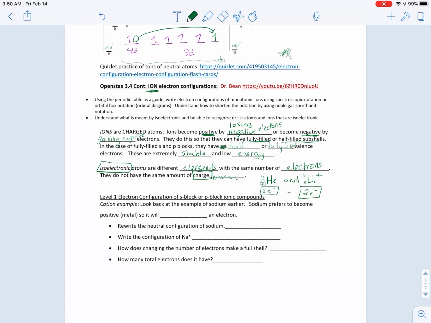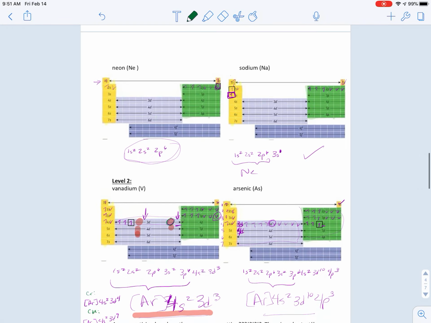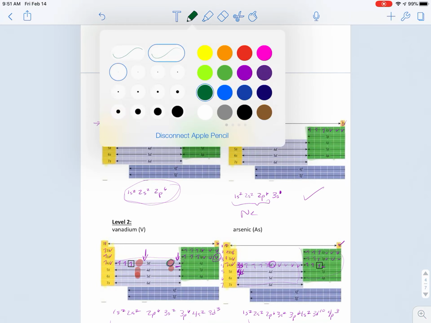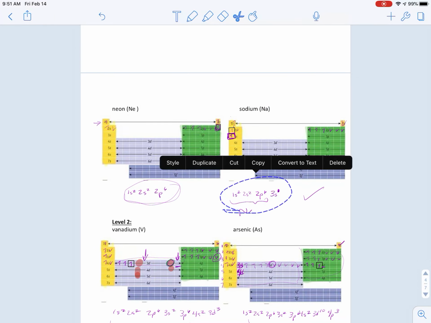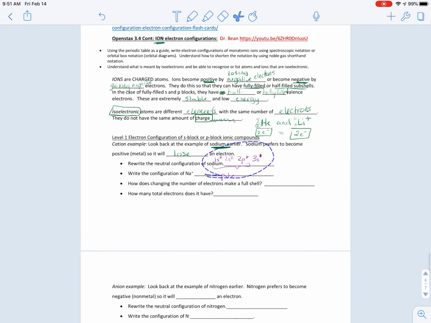All right, so cation example. Look back at the example of sodium from earlier. Sodium prefers to become positive because it's a metal. It will lose an electron. So the neutral configuration that we had for sodium that we did way up here is right here. So sodium plus is the one that's lost an electron. He has one less electron. The electron is going to come from here.